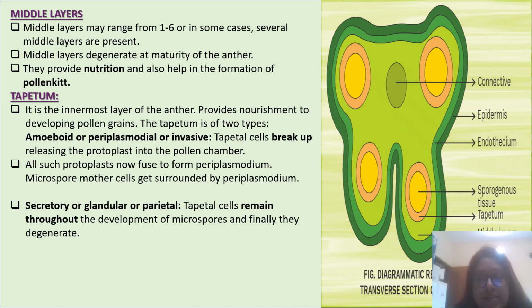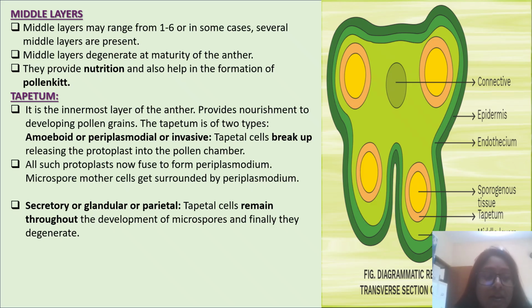Next, middle layers. Middle layers may range from 1 to 6, or in some cases several middle layers are present. Middle layers degenerate at maturity of the anther. They provide nutrition and also help in the formation of the pollen kit.